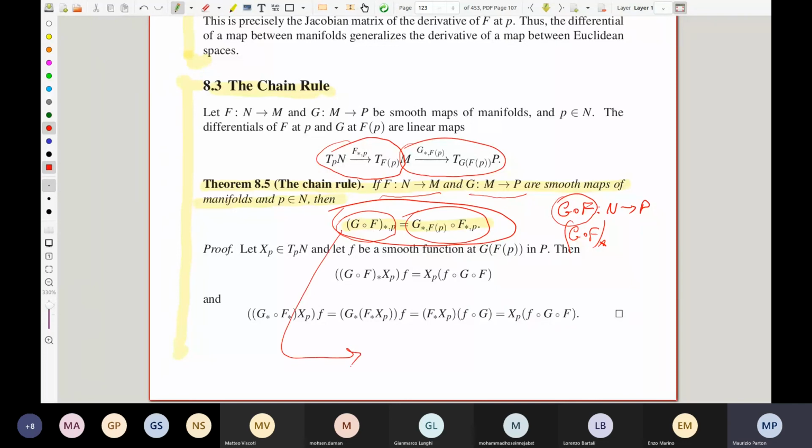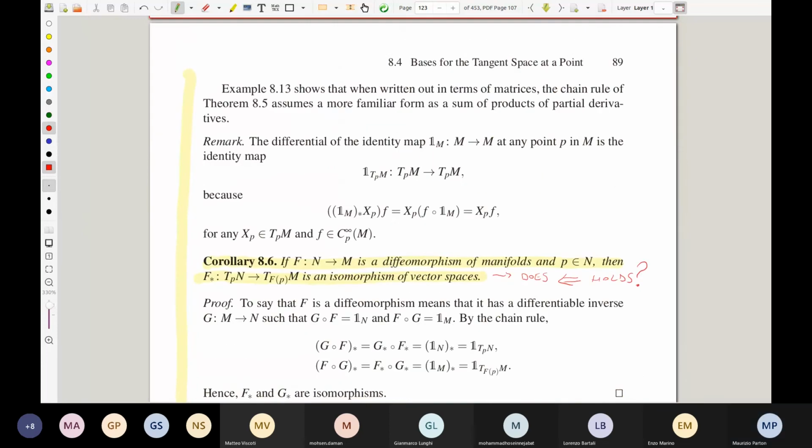This is the derivative of the composition of functions. If you remember, you have f of g. The derivative is just the derivative of f composed with g, and then times the derivative of g. This composed with g means that I'm taking the tangent space, it is this composition here. Anyway, the chain rule holds.